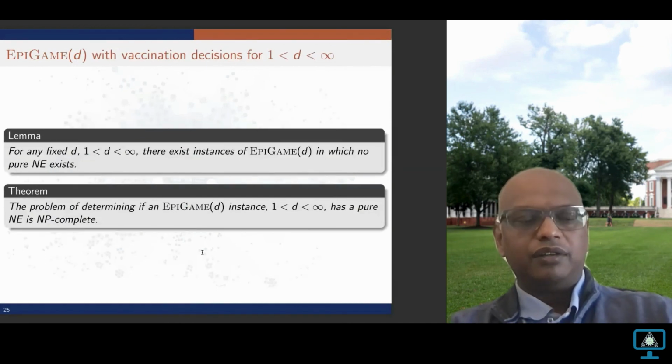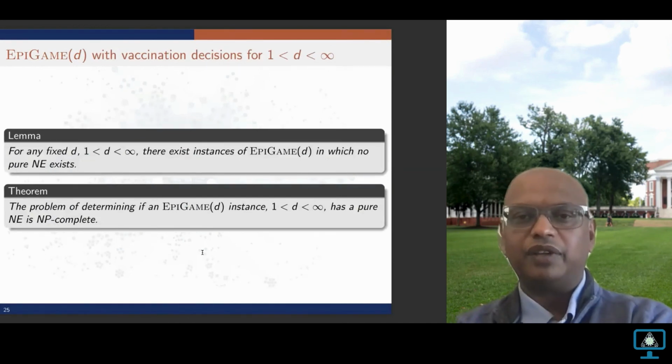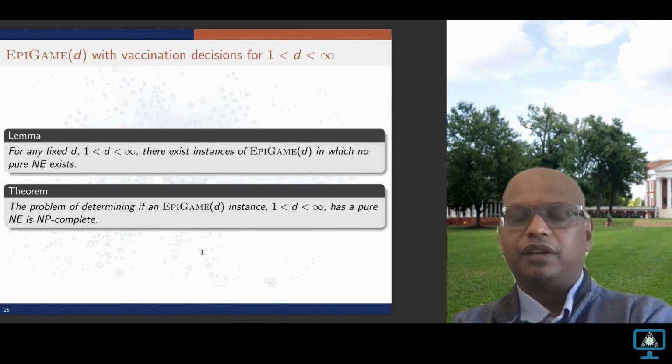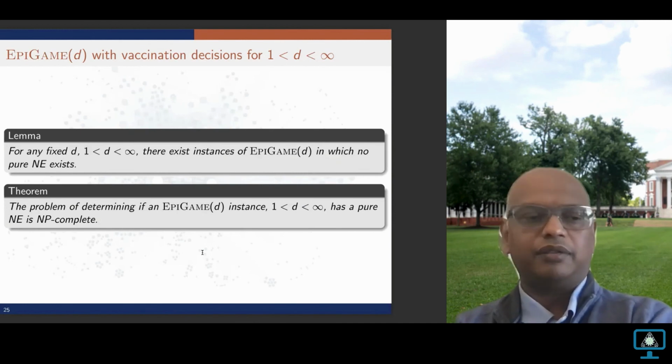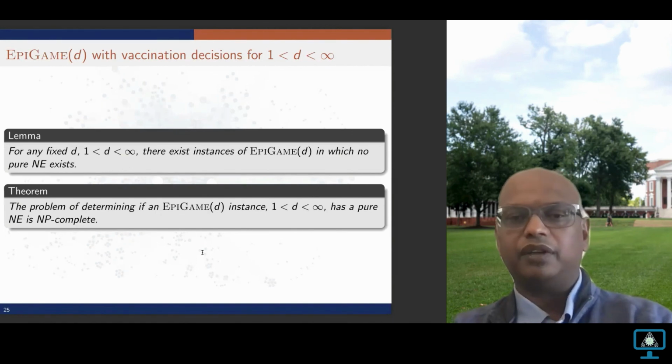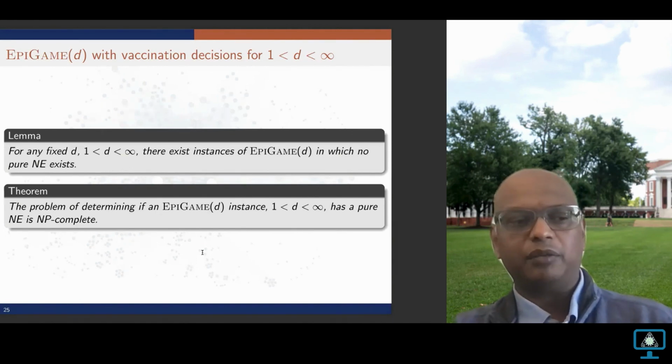What happens when D is not 1 or infinity? In general, there exist instances where no pure Nash exists, and determining if a pure Nash exists turns out to be NP complete.